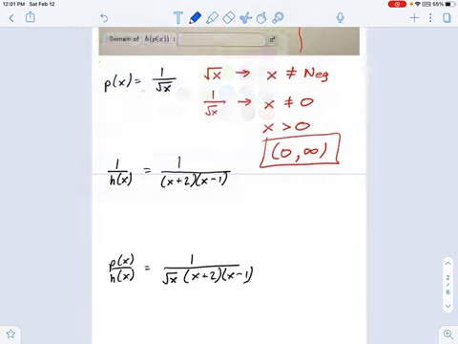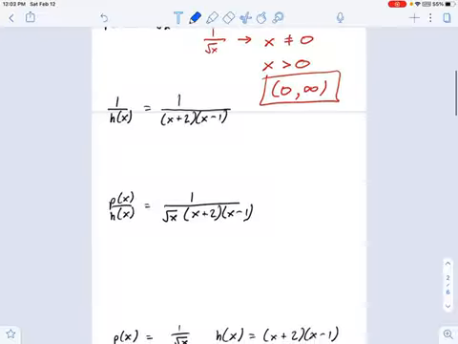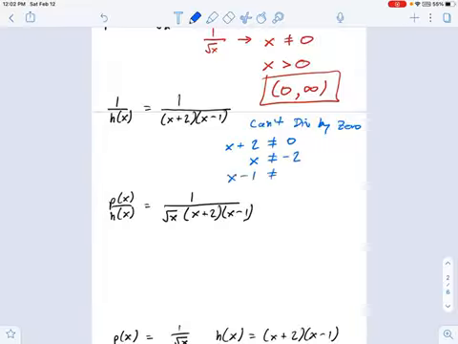Next example, which is 1 over h. With this one, it should be familiar from our unit on rationals. What are the things we can't do? I don't have to worry about square roots, but I still can't divide by 0. So that means x plus 2 cannot be 0, which gives me x cannot be negative 2. It also tells me x minus 1 can't be 0, which gives me x cannot be positive 1. Those are our two domain restrictions.